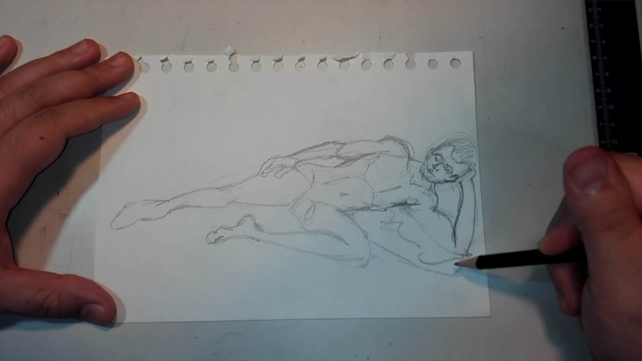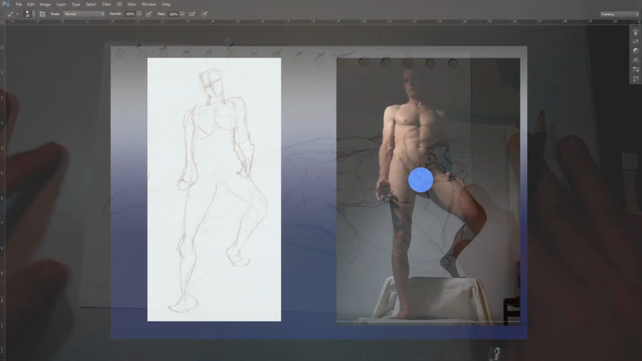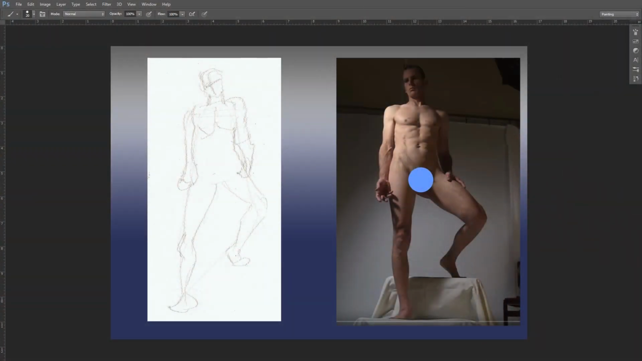So let's just get straight into it. In this first pose, now we're looking at this man. Now we're looking at him upwards. Basically, he's looking down at us. So I started with this one leg, trying to get this motion that it is coming down towards us.